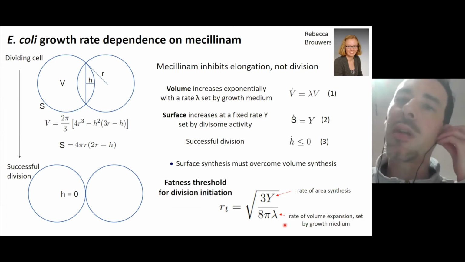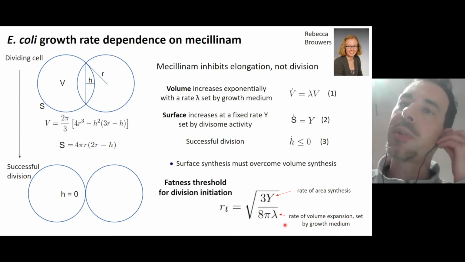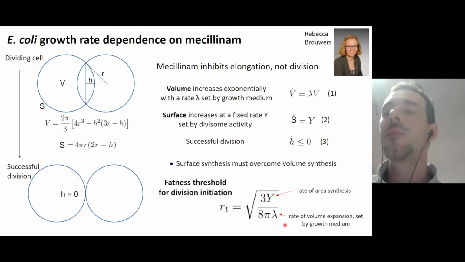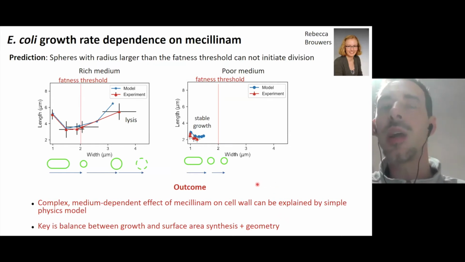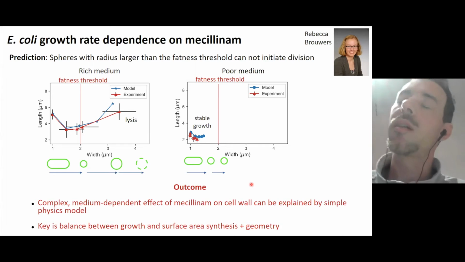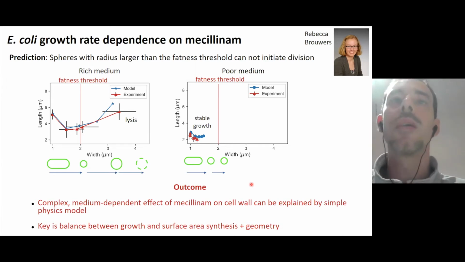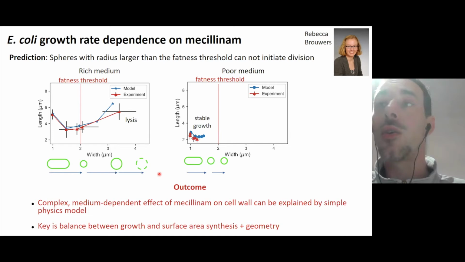Equipped with this vision, we also tested the prediction of the model. Next slide, please. So basically, the model tells you that there is a radius for which the cell undergoes lysis if the cell grows much larger than this radius. And we call it the fatness threshold. To test the model, we grew Escherichia coli in different media, a rich medium and a poor medium, that have different growth rates.